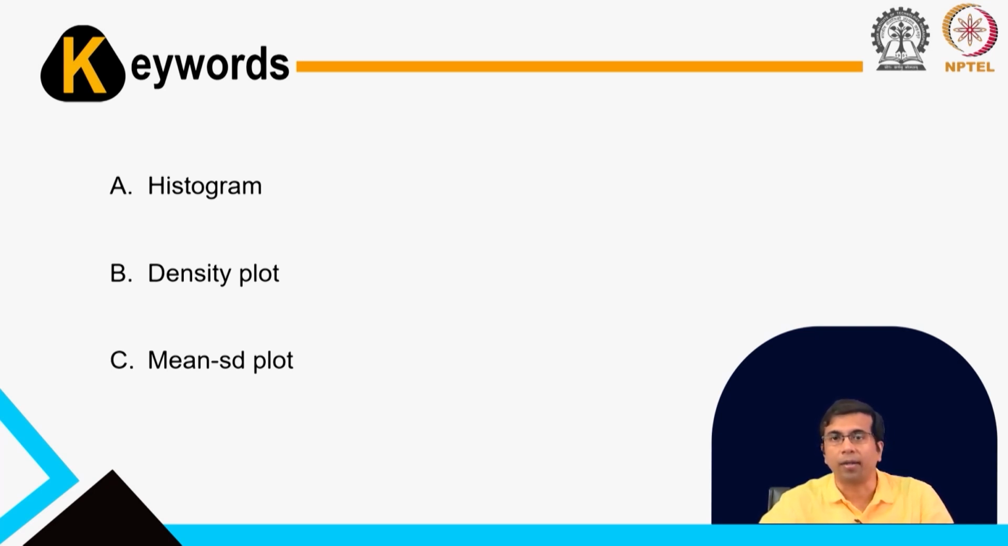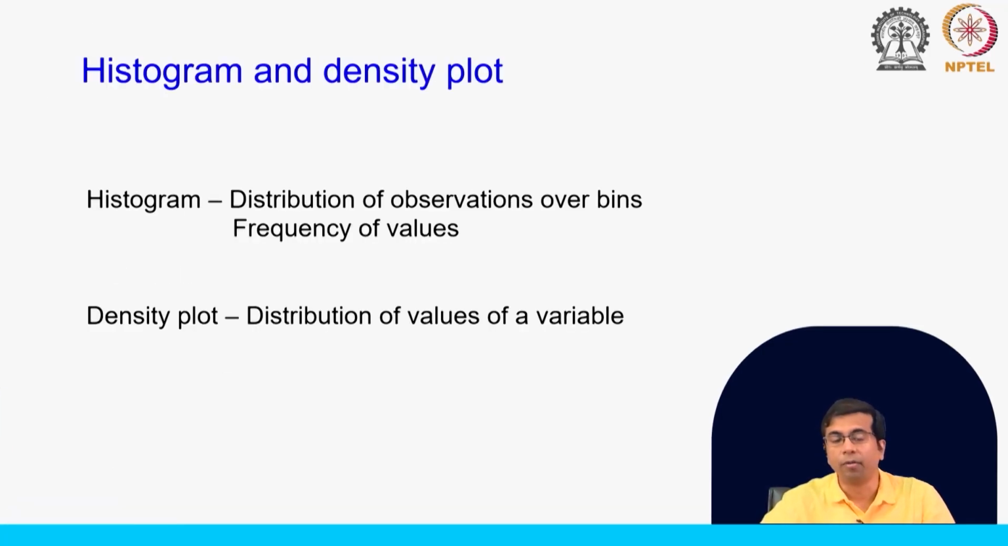Okay, so, let us start first with the histogram. What we do in histogram, very briefly, is that we look into the distribution of observations over bins. So, we have a parameter value and we divide that into bins and then we count how many observations are there per bin, and that is what we get as the frequency. So, the y axis is frequency and the x axis is the value or the bins of a parameter that we are interested in.